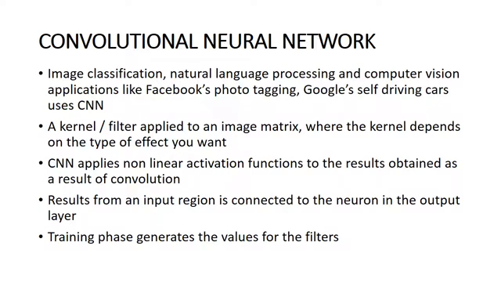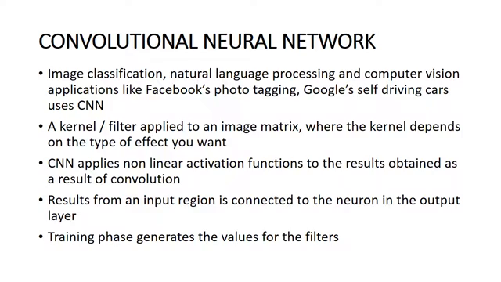Convolutional neural networks are biologically inspired variants of multi-layer perceptrons. It is mostly used in some of the very interesting computer vision applications such as Facebook photo tagging, self-driving cars, image classification applications, and also for natural language processing applications.